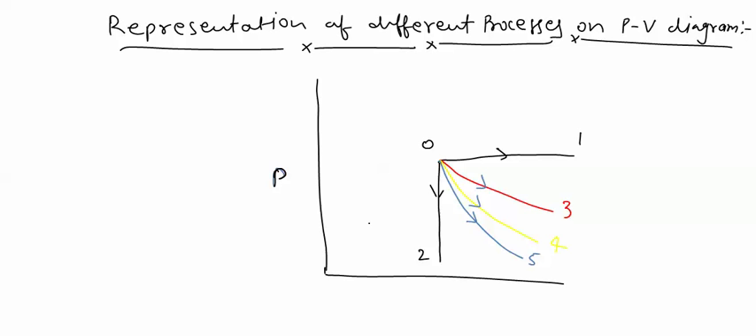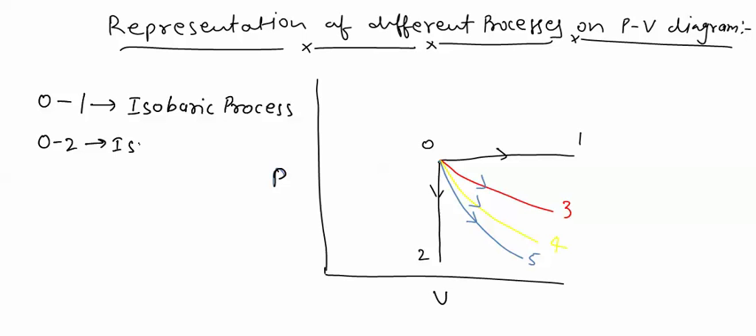On the PV diagram, which process is isobaric, which is isothermal, which is adiabatic, and which is polytropic? If you see the 0 to 1 process and the 0 to 2 process, there is no problem. You directly say 0 to 1 is an isobaric process, and 0 to 2 is an isochoric process. But the problem starts from 0 to 3, 0 to 4 and 0 to 5. I'll represent all the processes in a very simple manner.